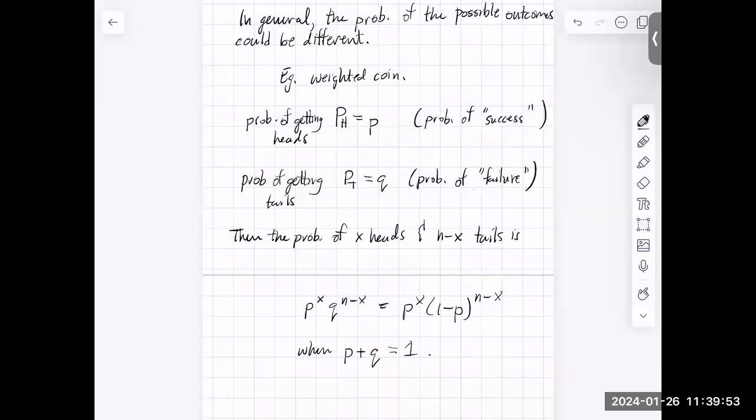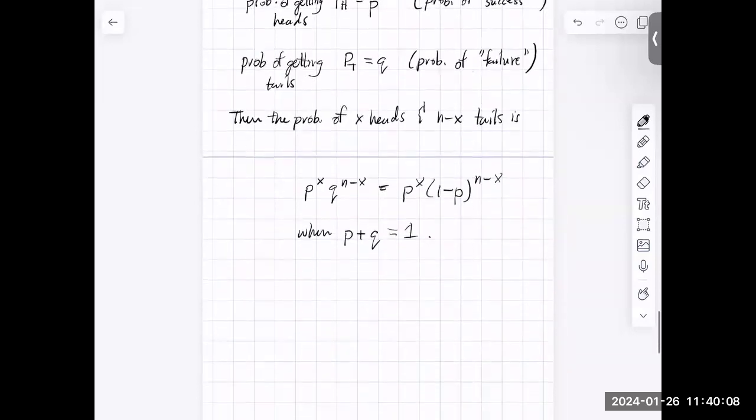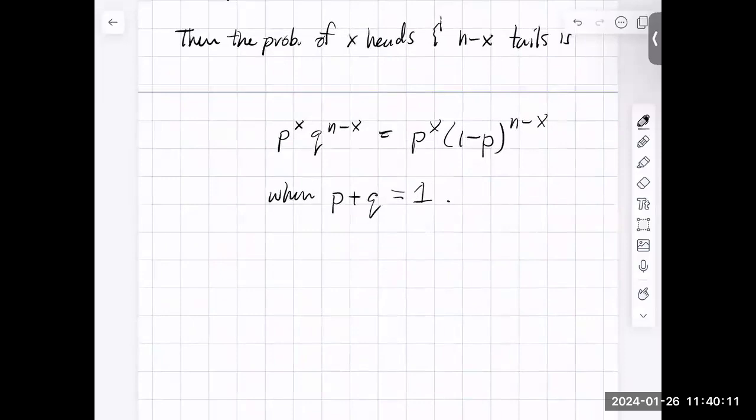All right, and so this is going to be true for any ordering of the heads. Whether you want the first two to be heads or some weird ordering, like the first one and the third one or whatever, they all have that same probability. Okay, so then this is enough to get us to our binomial distribution.